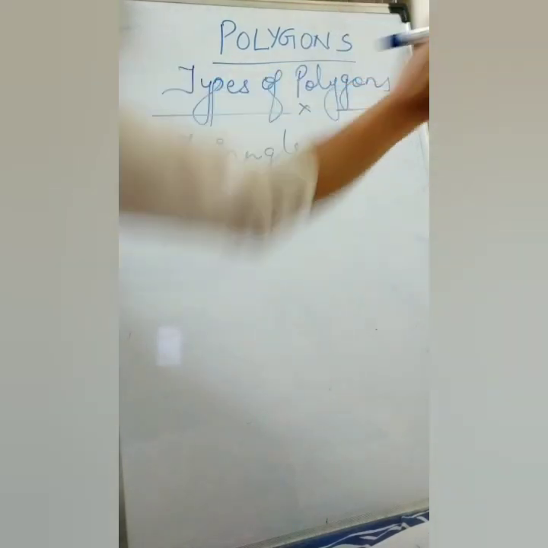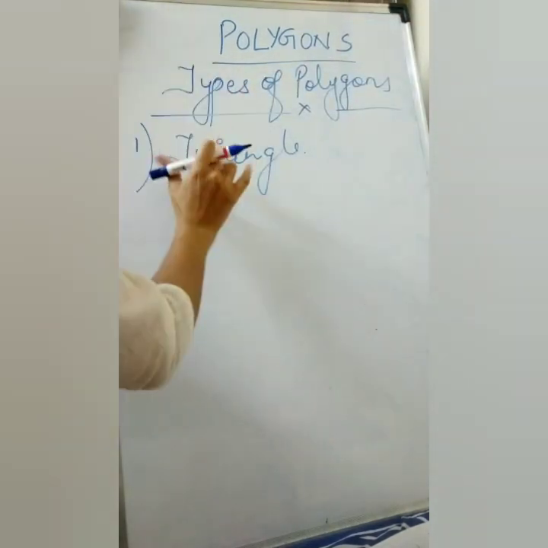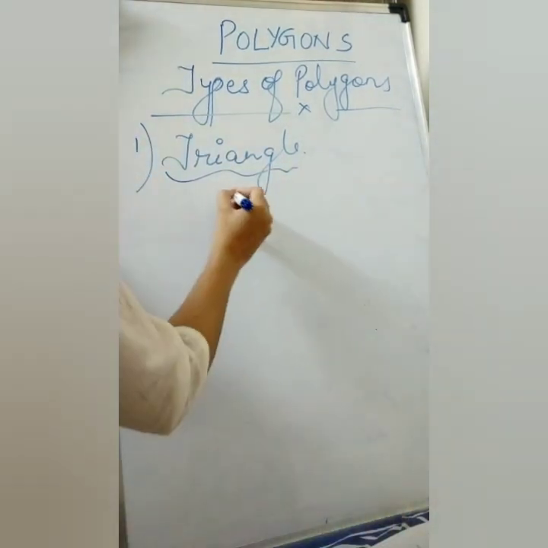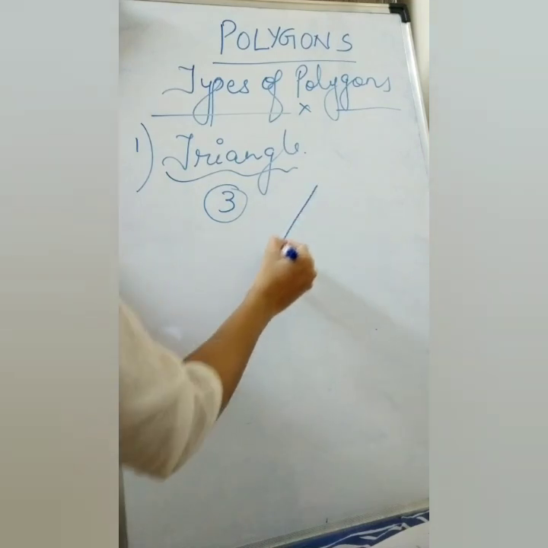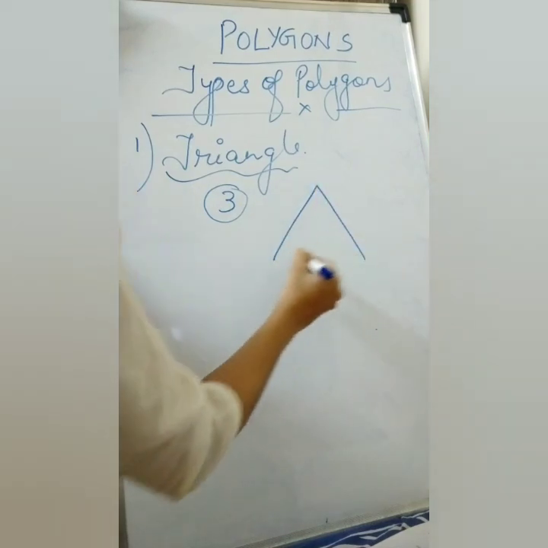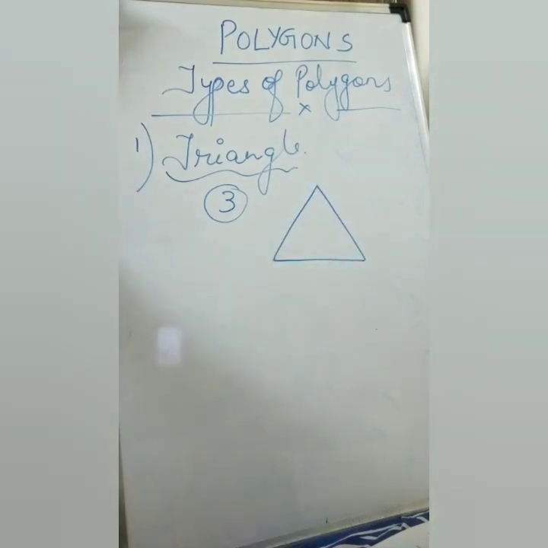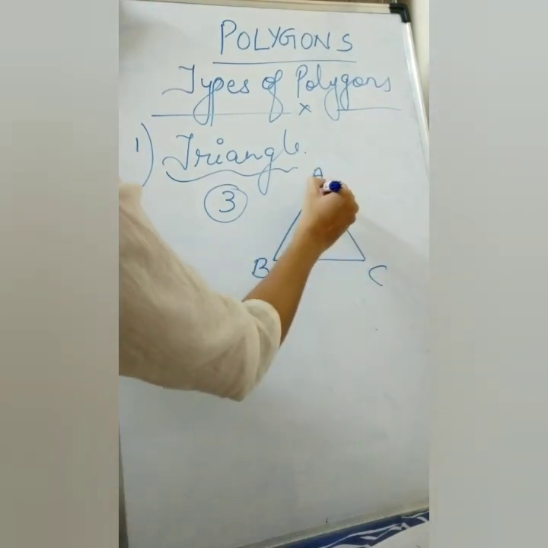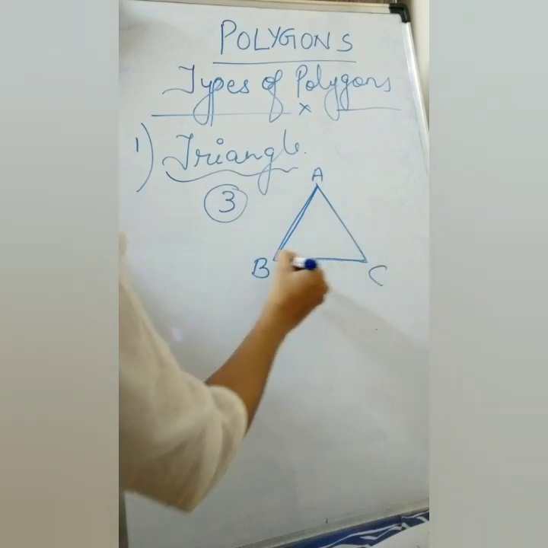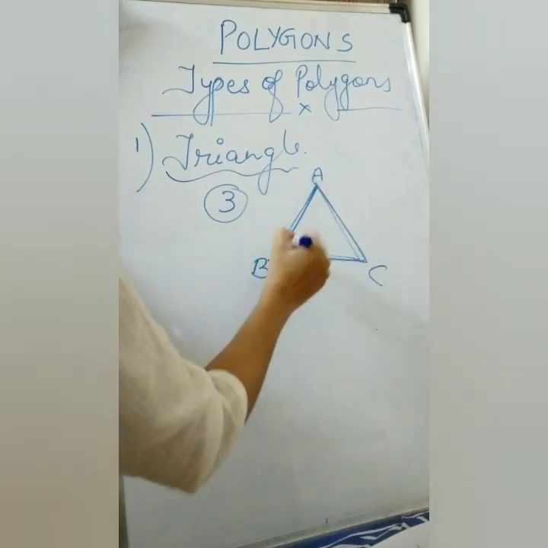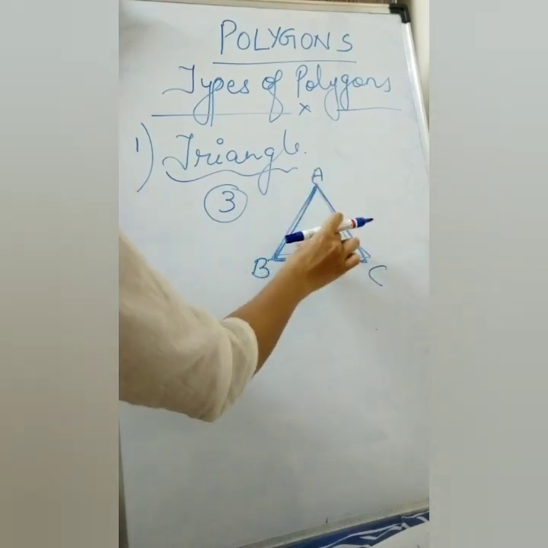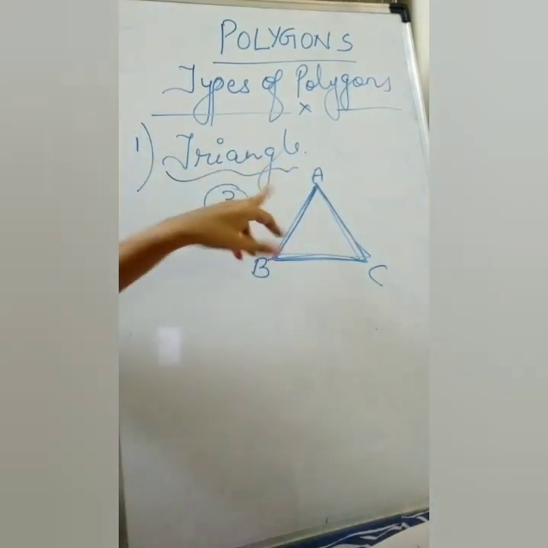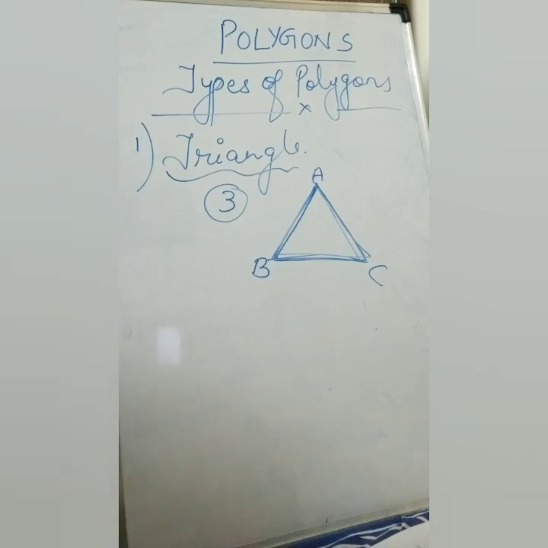The triangle is also a polygon, with how many sides or line segments? 3. 1 line segment, 2 line segments, and this is the 3rd line segment. So A, B, C. You can see 1, 2, 3, and they are forming a closed figure. So it is a polygon. A triangle is a 3-sided polygon.